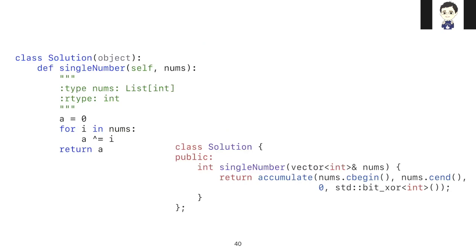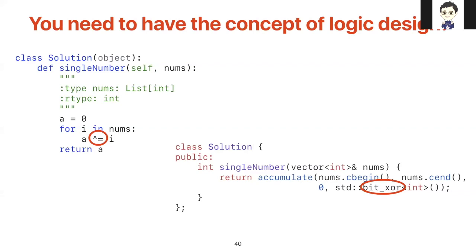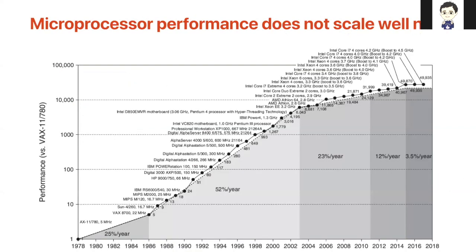They tell you that you have to use this guy: bitwise exclusive OR. If you never learned how numbers are represented in computers and what the effect of an exclusive OR gate is, you will never figure out what's going on here. So this is why you need to learn it, because you need a concept of logic design.